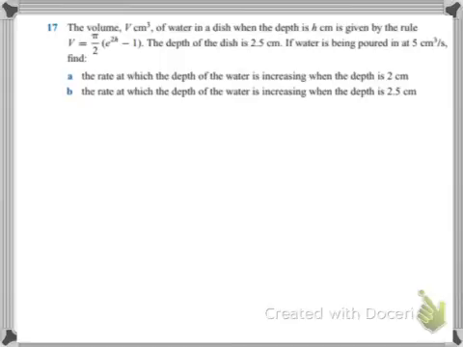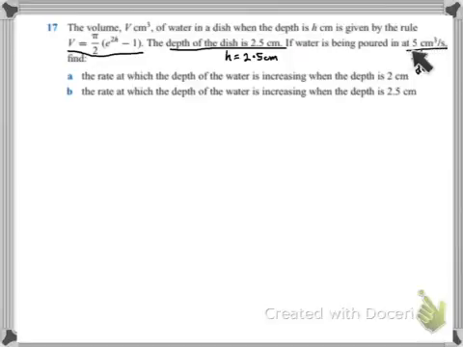So the volume V of water in a dish when the depth is h is given by the rule. There we go. Now this is an exponential function. The depth of the dish is 2.5 centimeters. Now if the water is being poured at 5 centimeters cubed per second, let's find these two parts. So let's break down the information and summarize some of that for us. So the depth of water, which we call h, we're going to have h equals 2.5 centimeters. And we've got a rate of liquid being poured into the dish at 5 centimeters cubed per second.